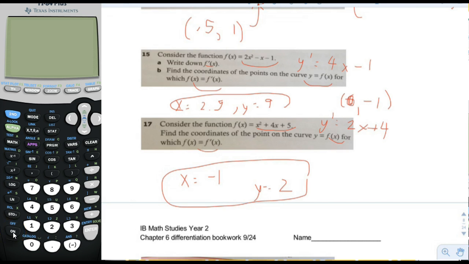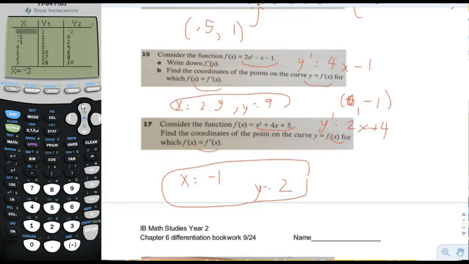Okay, now for 17. Consider the function x squared plus 4x plus 5. So we're going to take the derivative of this function to see what the gradient function is, and it's 2x plus 4. Then it says find the coordinates of the point on the curve, the original function, for which the original function is equal to the gradient. So then we program those two functions, the original function and the gradient function, into the calculator, and then we check to see when in the table the two are equal to each other.